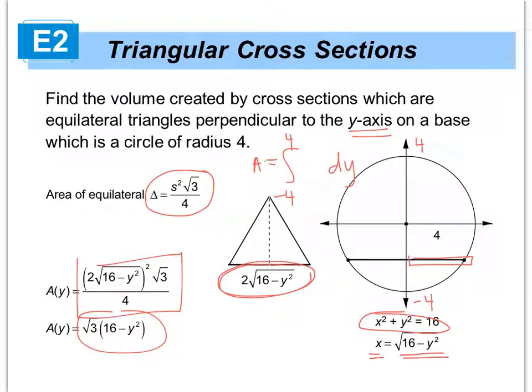So again, the idea here is we have this base that's a circle. Our three-dimensional figure is when we build a whole bunch of equilateral triangles off of the circle, like jumping out at us. So we found the area now of one such triangle. We want to add all of them up as an accumulation to find the volume of the figure that's created.